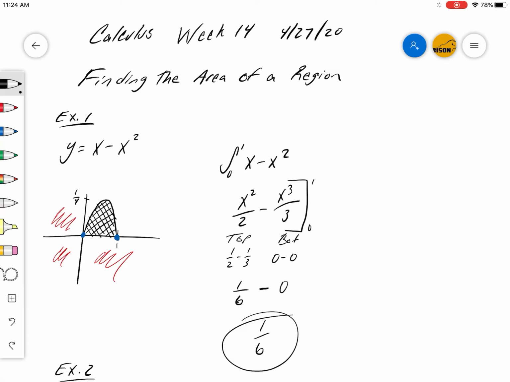So that means the area under that region, the shaded region that I have on my picture here, is 1/6. If we were talking about inches, we would say inches squared, or if we were talking about yards or something like that.